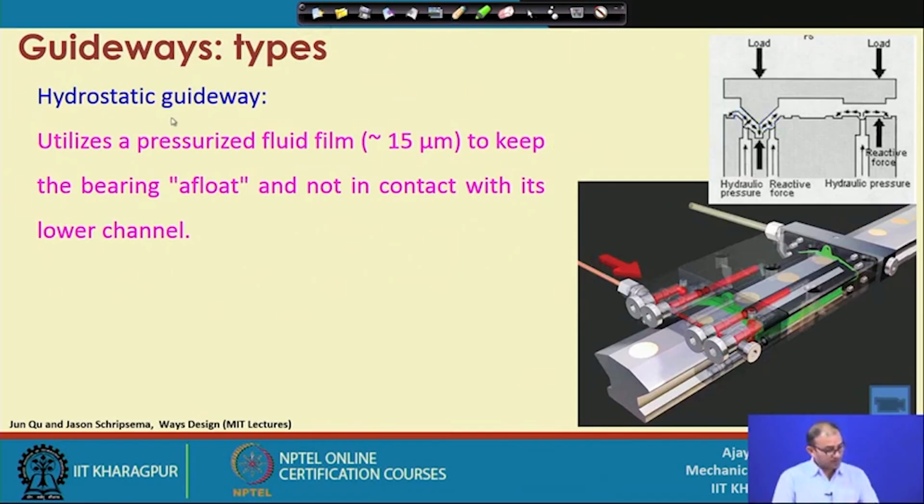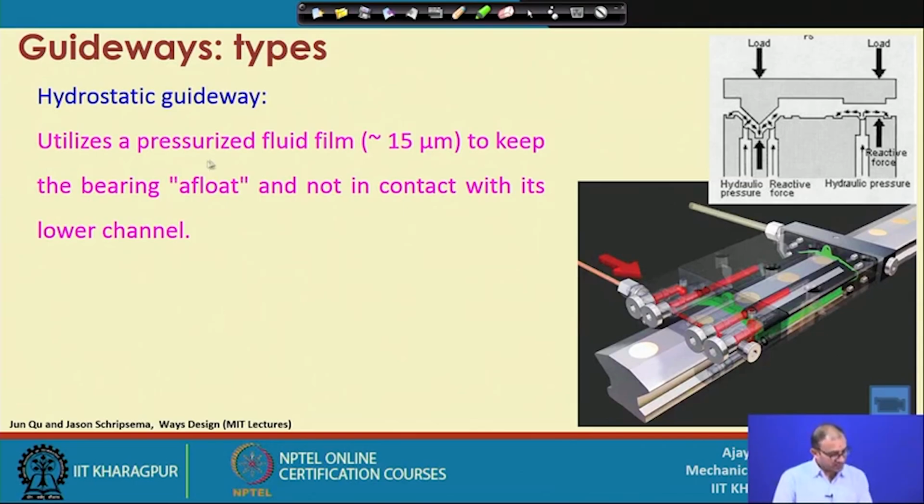That is called hydrostatic guideway, because hydro means we are using some liquid, and static means we are continuously providing it, so it is in static loading, not dynamic. There is another one, the hydrodynamic guideway, where when you rotate a component called a rotor, it creates the film depending on the rotation, but that is in dynamic condition. Right now we are looking at the hydrostatic guideway.